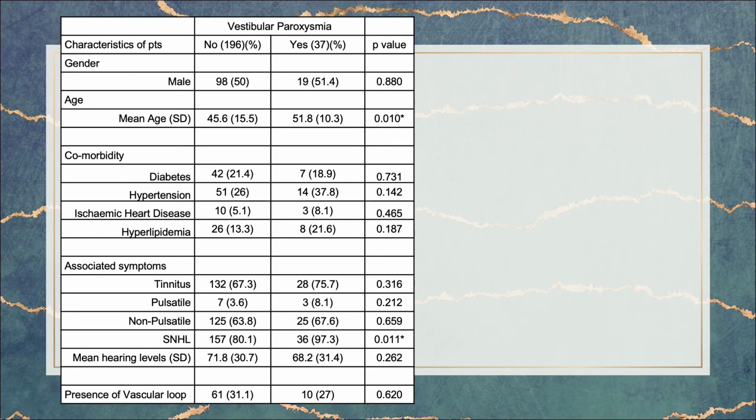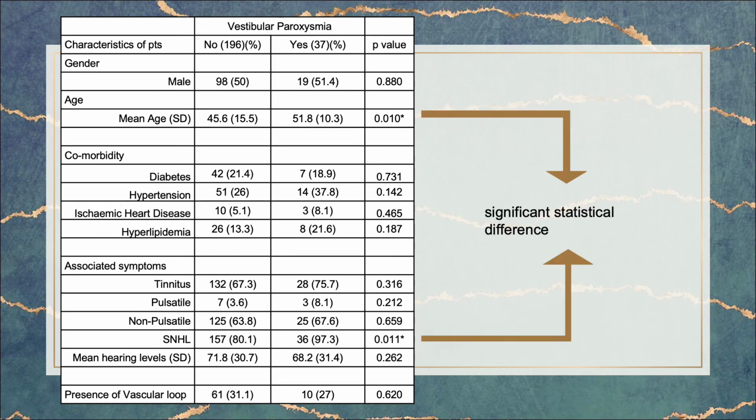Patients with vestibular paroxysmia were significantly older at 51.8 years as compared to the controls with a mean age of 45.6 years. There were a higher number of vestibular paroxysmia patients presenting with sensorineural hearing loss at 97.3% when compared with those who did not have vestibular paroxysmia at 80.1%. This is also likely due to age. Otherwise, there were no other significant differences between the two groups.